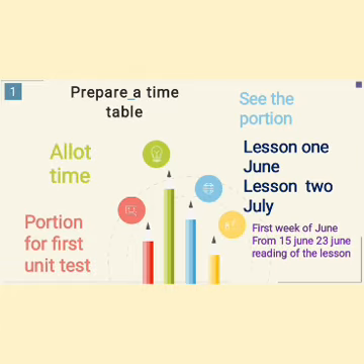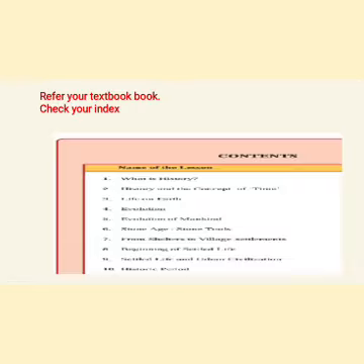Now prepare a timetable for yourself. See the portion. For the unit test, keep a pencil and an eraser ready with you. If required, a sharpener, all your stationery ready. Allot the time. How much time are you going to give to EVS 2? When you prepare the timetable, depending on your weakness and your strength, allot the time. In the index, we saw there are only 10 lessons. So one lesson per month we can take.